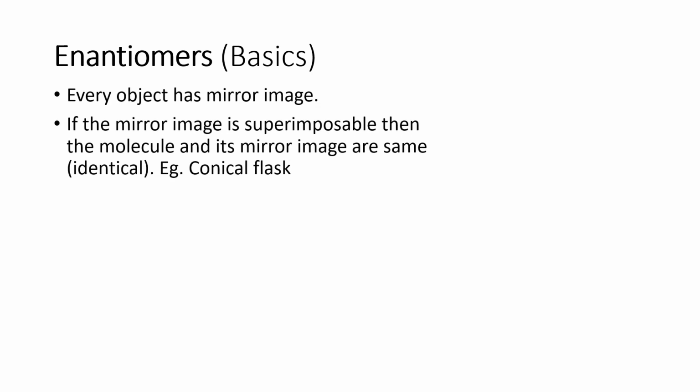So let's see some of the basics of the enantiomers. We all know every object has a mirror image. So if the mirror image is superimposable, then the molecule and its mirror image are said to be identical. Say, for example, a conical flask. In this conical flask, we see the mirror image and the original molecule have a superimposed structure. And because they superimpose on one another, the molecule is said to be identical. Or in other words, the vessel is said to be identical.